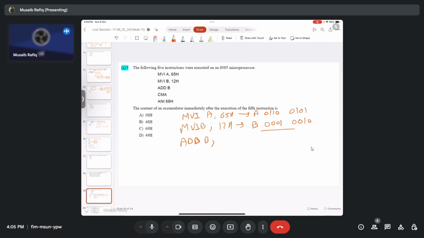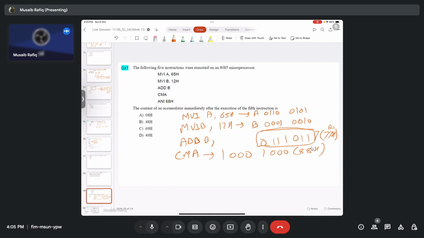So what will be that? 0111 0111. Right, so this is 77 hex, so A is now 77 hex. Then I have CMA, that is complement of contents of accumulator. I am complementing this thing, 10001000. So that is 88 hex.